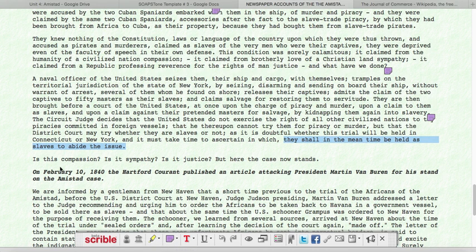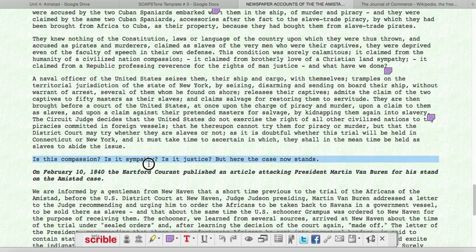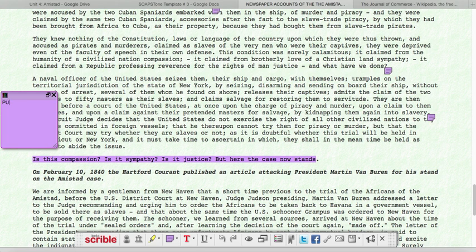All right, and then he ends here. Is this compassion? Is this sympathy? Is it justice? But here, the case now stands. All right, so here we get a sense of the purpose.